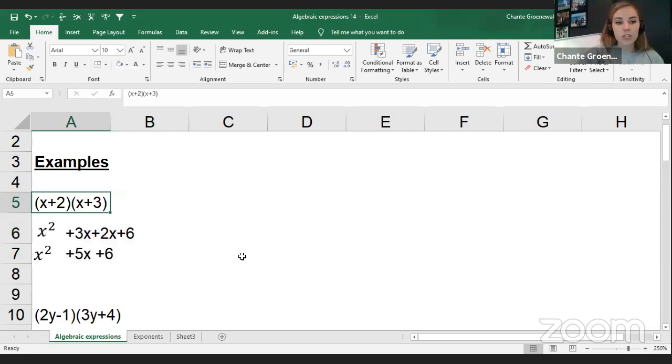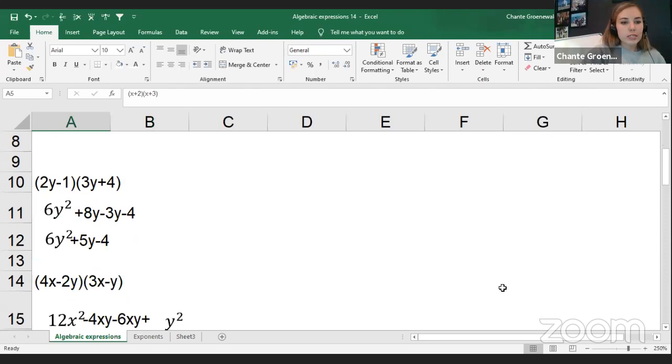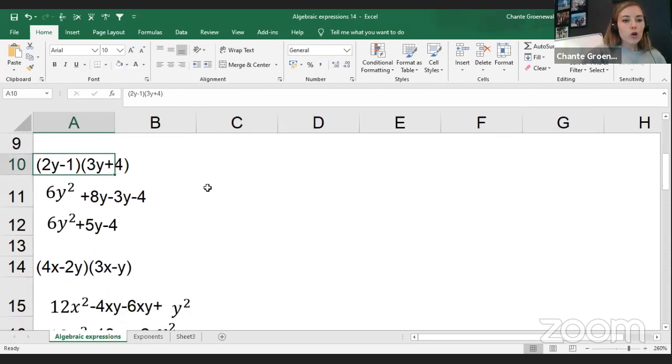Always look at the signs, because the signs are going to determine what sign your middle terms and your end term might be. Okay, for instance, now here we had 2 positive signs. Okay, let's go on to the second one. Let's try and zoom in a bit. Okay, here we have 2y minus 1, 3y plus 4.